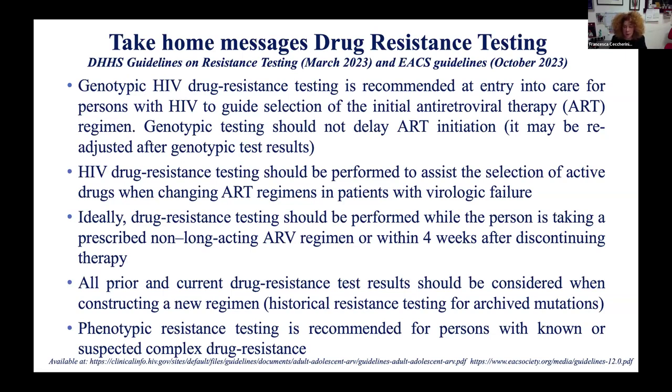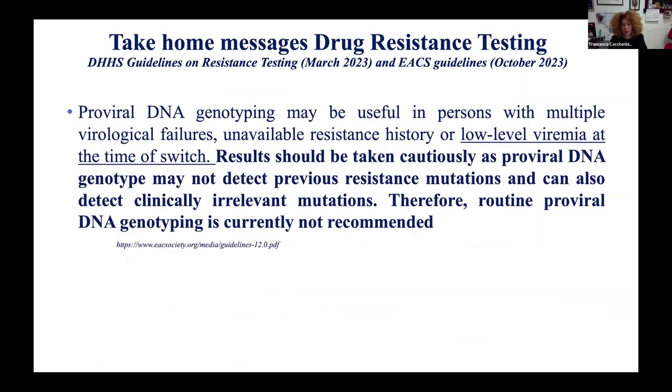Another important point: whenever we are speaking about failure, and particularly for individuals who have a history of several previous failures, it's very important to do the current drug resistance test, but also to evaluate all the previous resistance tests to be considered for constructing a new regimen, because we have to acknowledge and know the historical resistance testing for archived mutations. And the guidelines say that the genotypic test is the test that we should perform, but in some cases, particularly when we have multi-drug resistance, highly treatment-experienced patients, or suspected complex drug resistance, a phenotypic resistance test is recommended and could improve the knowledge.